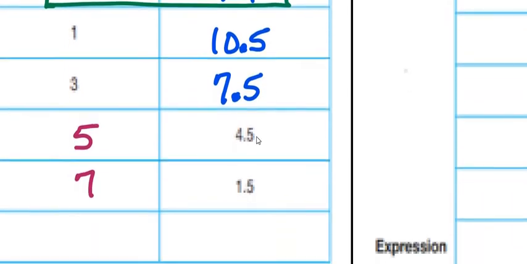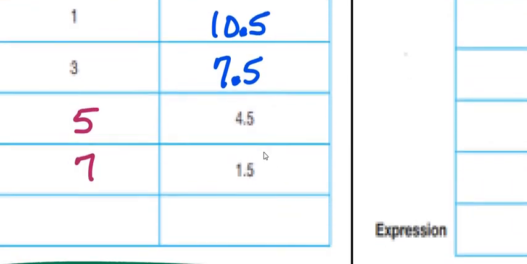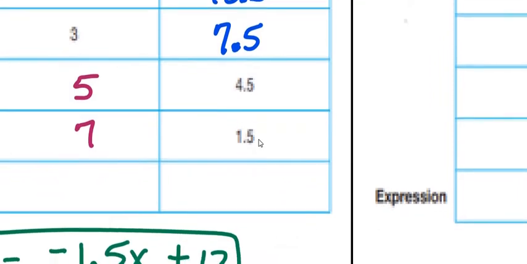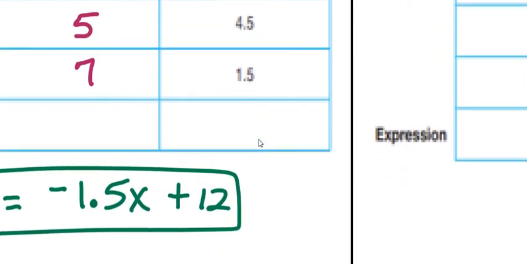Now they're going to give you the total right here, and you can find the total where you take the 4.5 right here and let it equal that, and come up with negative 1.5x plus 12 equals 4.5, and solve it as you would an equation.